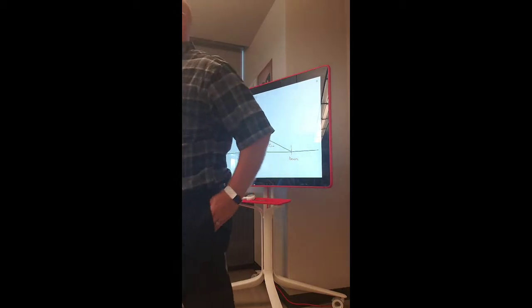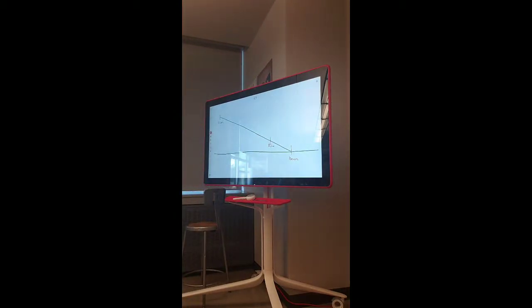Now, we've been working on 2 formulas so far this year. The first formula is velocity. What is the formula for velocity? Distance divided by time. What is the formula for acceleration? Acceleration equals the change in velocity divided by time. The change in velocity divided by time.